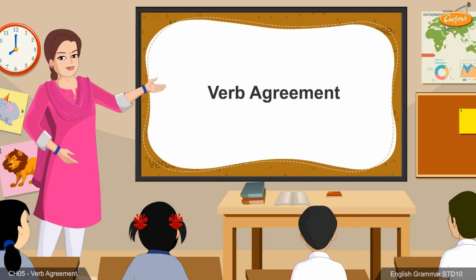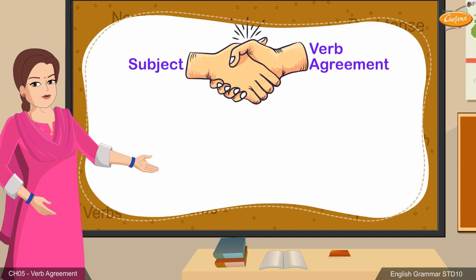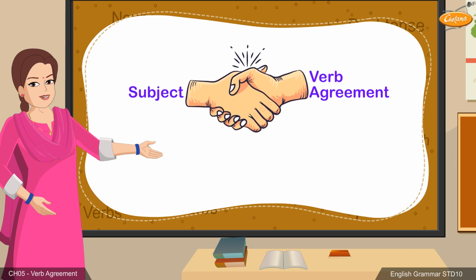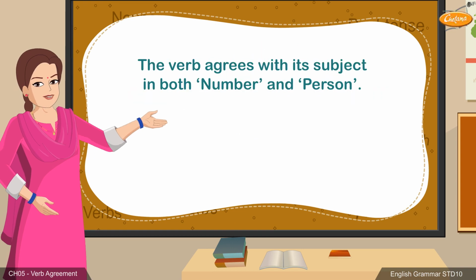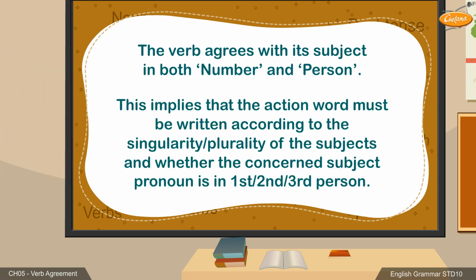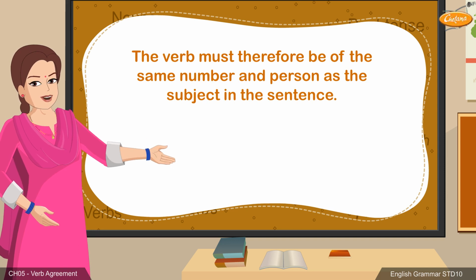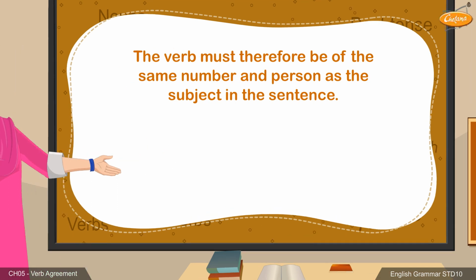Good day, young learners. We'll be learning about how the verb in the sentence agrees or runs in tandem with the subject or the doer of the action in the sentence. The verb agrees with its subject in both number and person. This implies that the action word must be written according to the singularity or plurality of the subject and whether the concerned subject pronoun is in first, second, or third person. The verb must therefore be of the same number and person as the subject in the sentence.